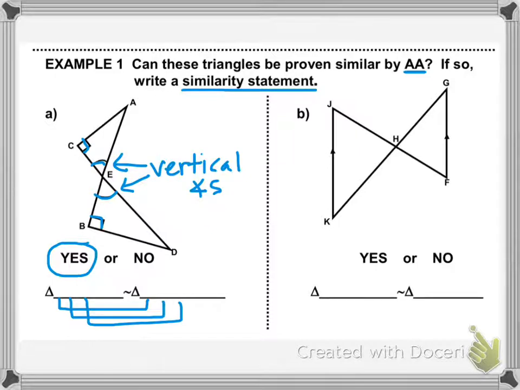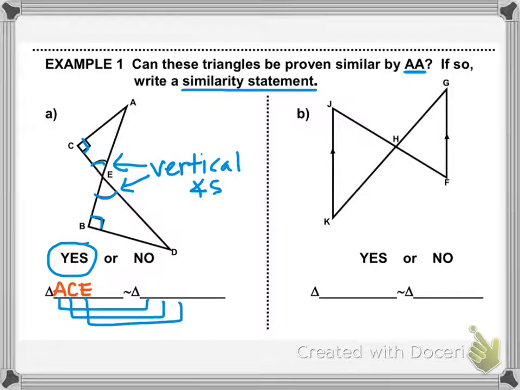Now let's write the similarity statement. So your similarity statement might look different than your neighbor's, but the corresponding vertices need to be in the same position. So it doesn't really matter how you name them as long as they correspond. So for example, on the left, I might start with the top triangle, and that's up to you as well, which triangle you want to be on the left and on the right. So just name one of the triangles first. So I'm going to name the top one ACE.